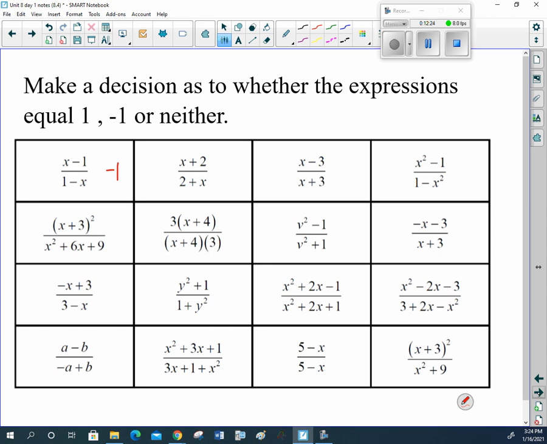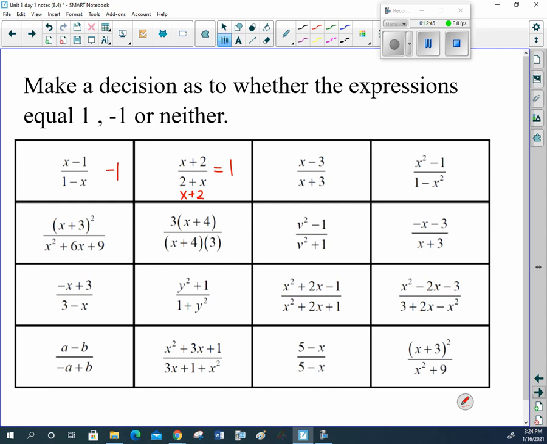x plus 2 divided by 2 plus x. It looks to me like all of the signs are identical, so this will be 1. Just because they're in the opposite order, you could rearrange the bottom and make that x plus 2. And x plus 2 in the denominator and x plus 2 in the numerator equals 1.